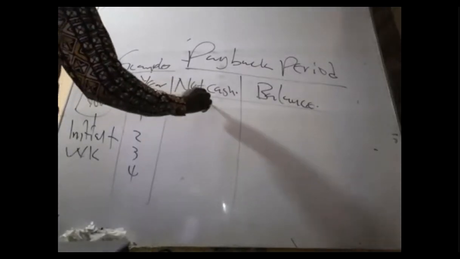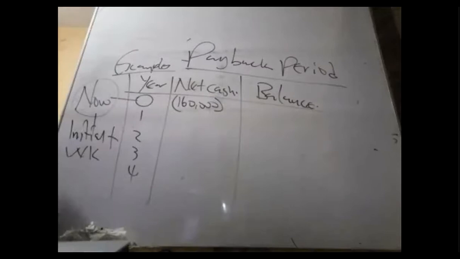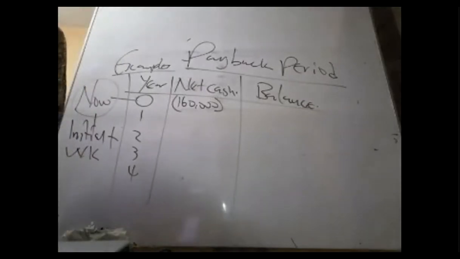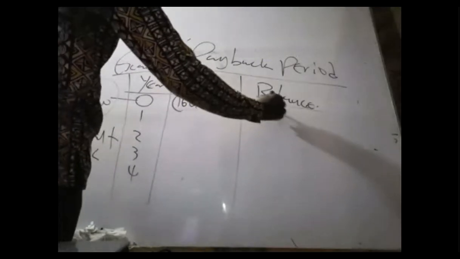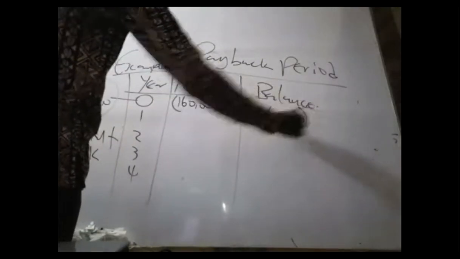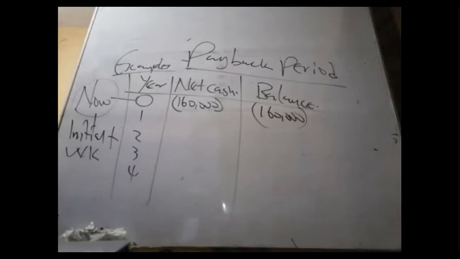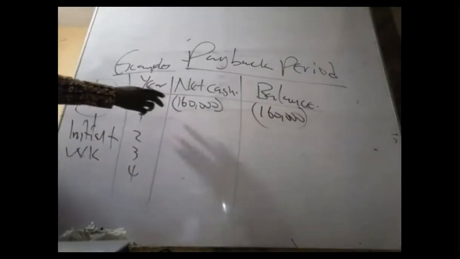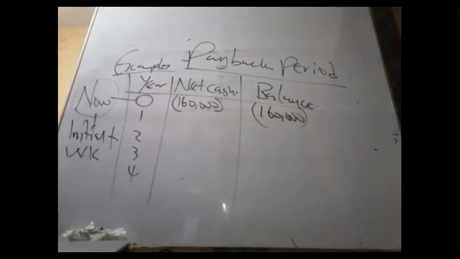in brackets. So put it in brackets. Why? Because it's an outflow. Outflow means we are going to pay. And when I'm making a payment, what do you do? You subtract, you put in brackets. That's all. At year 0, the balance is still 160. How long will it take this project to pay back? Let's get the cash flows first, year 0 up to the last year.